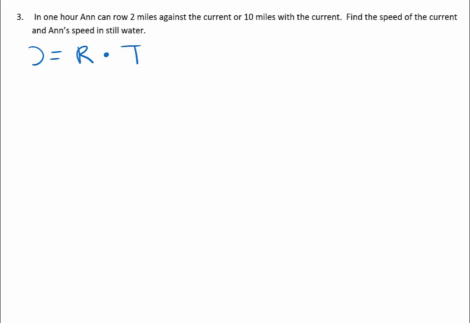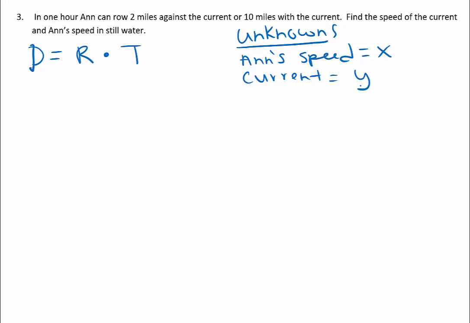In this problem, in 1 hour, Anne can row 2 miles against the current, or 10 miles with the current. Find the speed of the current and Anne's speed in still water. So once again, I start by focusing on the unknowns. It's in that last sentence. I want to find the speed of the current and Anne's speed. That's going to be my x and my y.